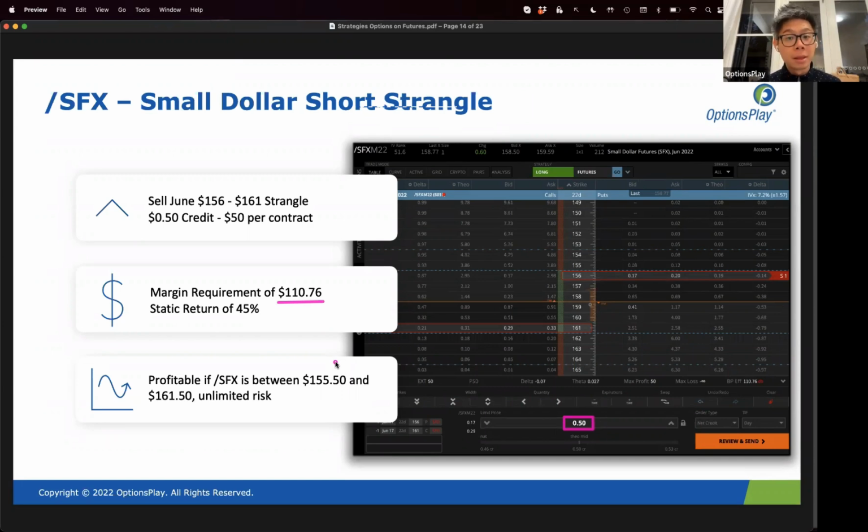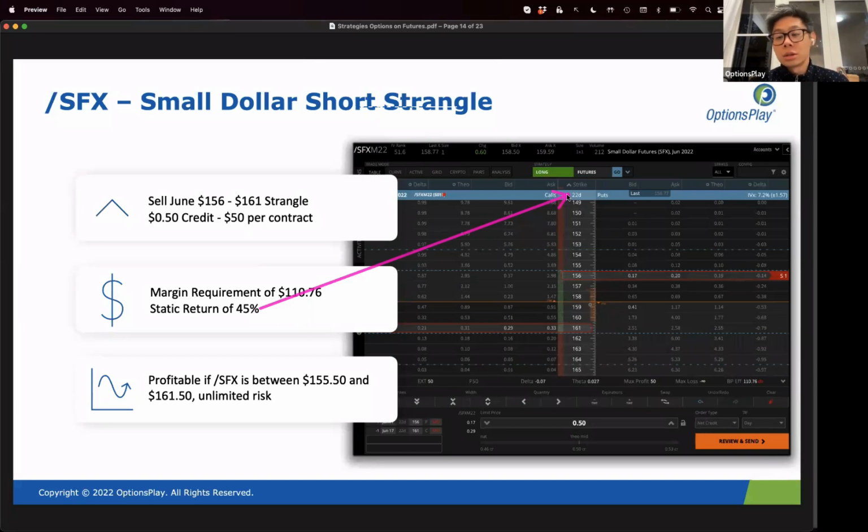The less volatile the underlying, the less margin that I have to put up to place this trade. So if I'm going to collect $50 in premium while putting up $110 in margin, that is a static return of 45% in just 22 days. That's not 45% annualized. That's 45% over 22 days. If you annualize that, and I'm not suggesting that you annualize a 22-day return, but if you did, it is a very, very astronomically high number.